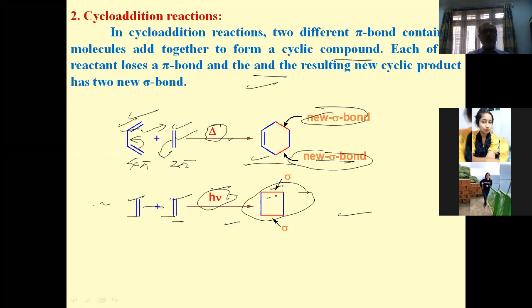This is the simple definition. But this 4 pi 2 pi system was a known reaction, carried out earlier than when the systematic study was started. Who started this? Who is the father of pericyclic reactions? This is the Diels-Alder reaction, that is what I am telling. It was done much earlier than the systematic study of pericyclic reactions. Who is the father of pericyclic reactions?